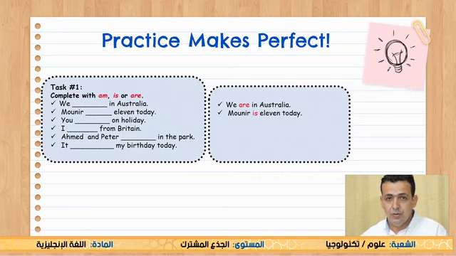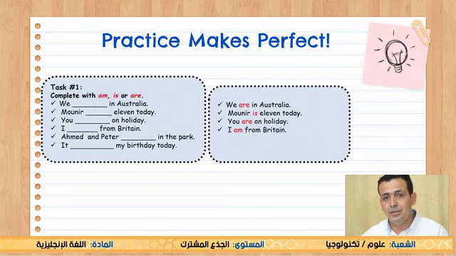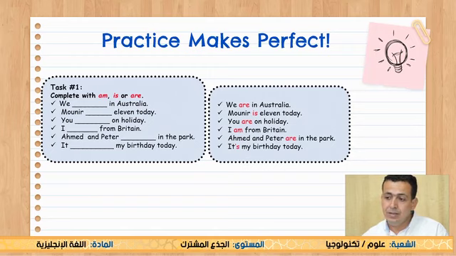You. So you are on holiday. I am from Britain. Yes. What about Ahmed and Peter? Ahmed and Peter, is it he? He and he, yeah. So he and he, it becomes, yes, it is they. They are in Britain. The last one is it. It's my birthday today. So this is for the first one, which is making positive sentences.